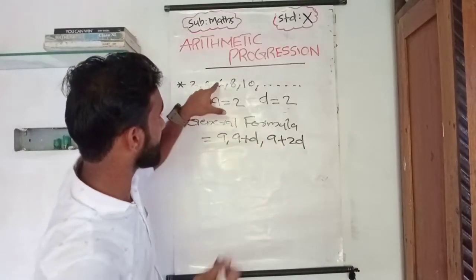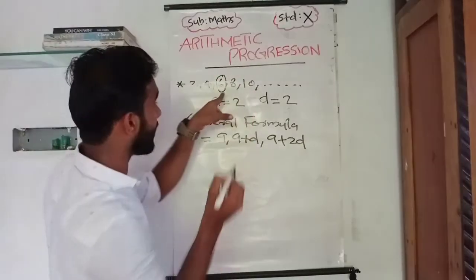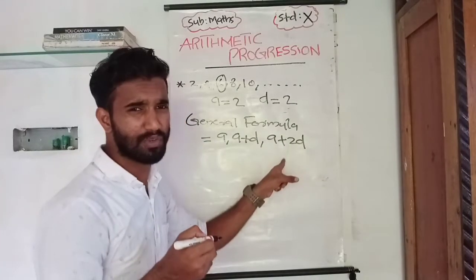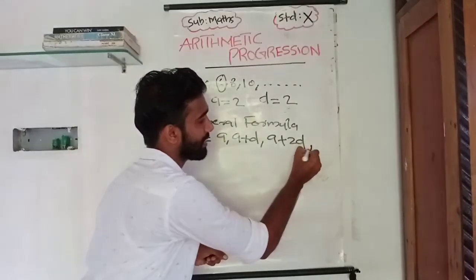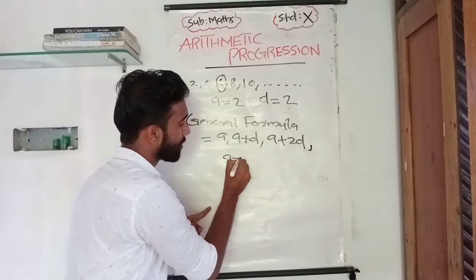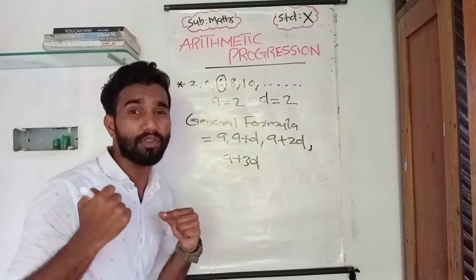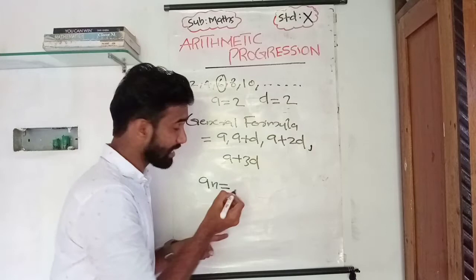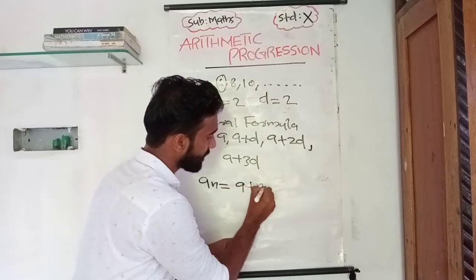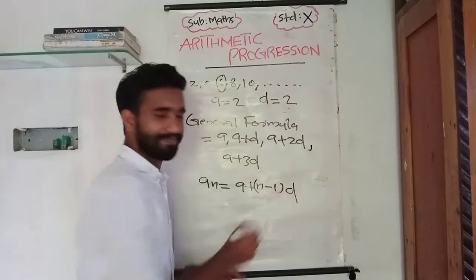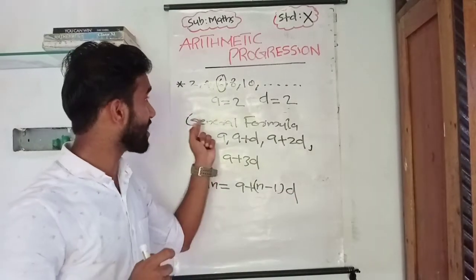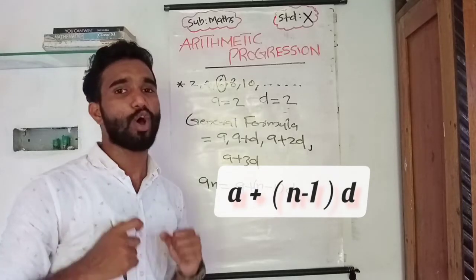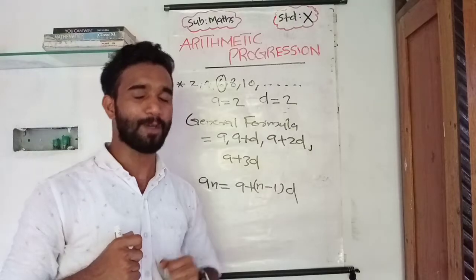The third term is 6. Then 6 is equal to a plus 2 into 2, 2 plus 4 is equal to 6. Okay, clear? Then the fourth term is a plus 3d. What about the nth term? Generally the nth term is equal to a plus n minus 1 into d. Got it? What is the general formula of the arithmetic progression? a plus n minus 1 into d. Is it clear?